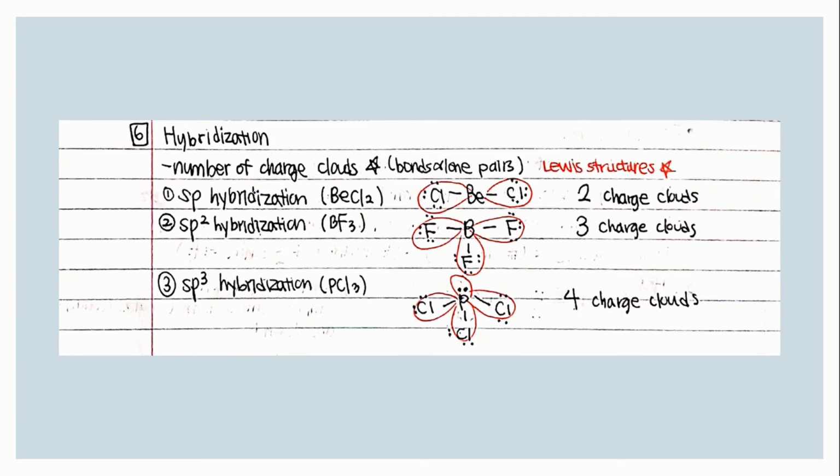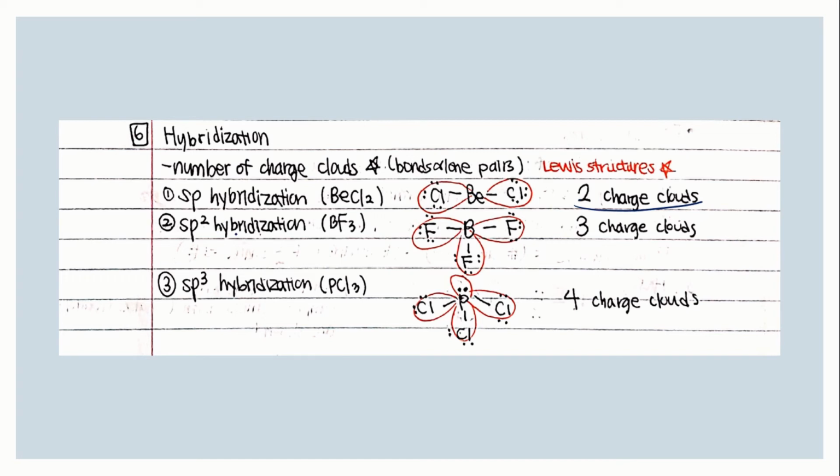The last topic for today is hybridization. And you have to count the number of charge clouds first to know the hybridization. So bonds, lone pairs, or double bonds, triple bonds, all count as one charge cloud. So sp hybridization is just 2 charge clouds. So for example, BeCl2: beryllium is bonded to 2 chlorine atoms.